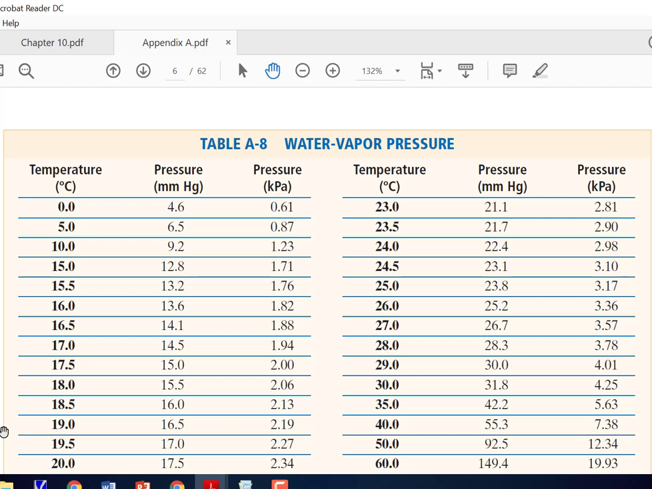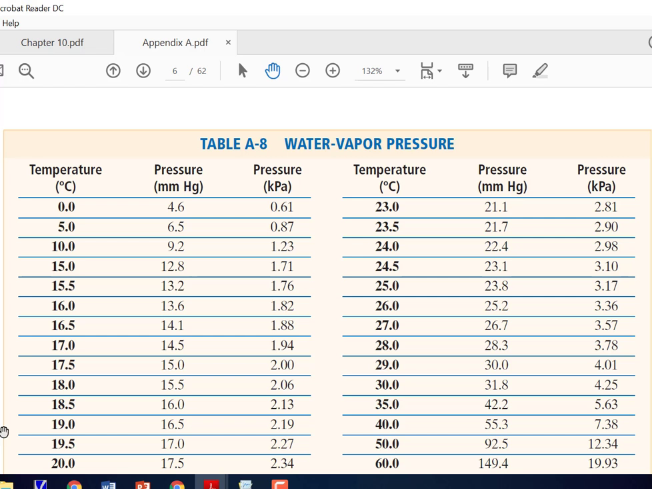Okay, so in this room, we're at about 19.5 degrees, because that's what our thermometer said, right? It said 19.5, so we can expect the vapor pressure of water to be 17 millimeters of mercury, or 2.27 kilopascals. So you can just look up the vapor pressure of water.